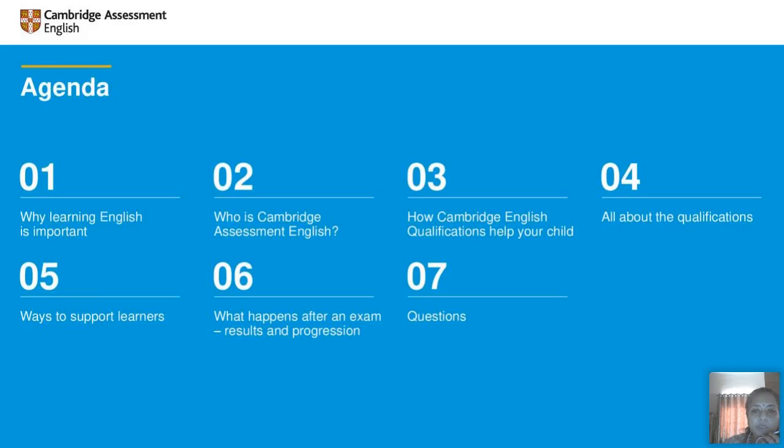How can we support the learners? How Cambridge Assessment supports the learners through varying resources, both online and offline, is something we're going to look at. And what happens after an exam? We don't call it an exam, we call it an assessment. But what happens after that? What are the results like, and what is the way forward? And of course, towards the end, as I mentioned, we will enable the chat, and we'll be happy to take questions. So please make a note of your queries, and we shall take them towards the end of this session.